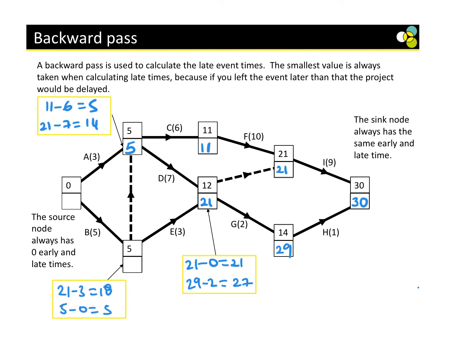which is 5. And then for the last one, this is always going to be 0, because it has to be 0. Okay? So the source node is the starting, the sink node is the ending. And there we go, we filled it completely in.